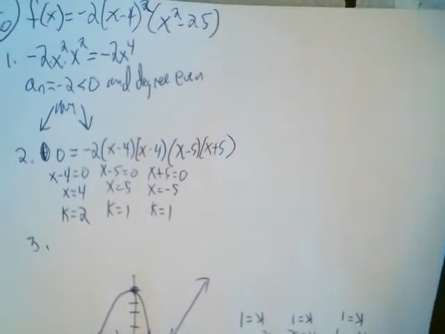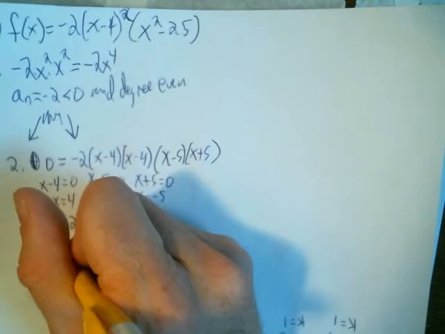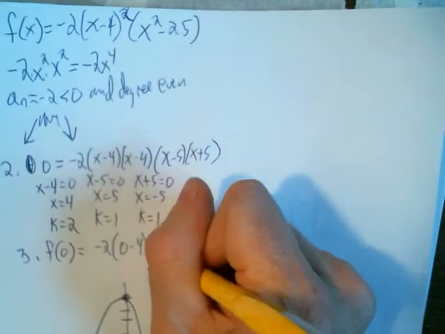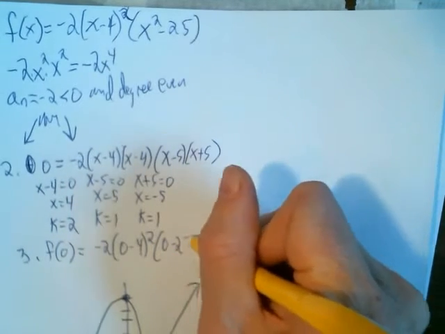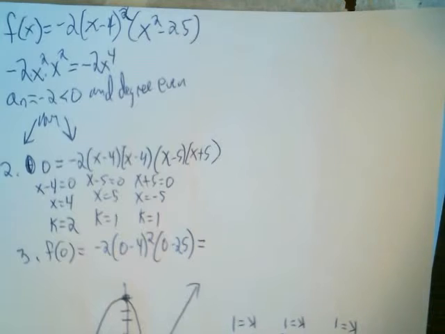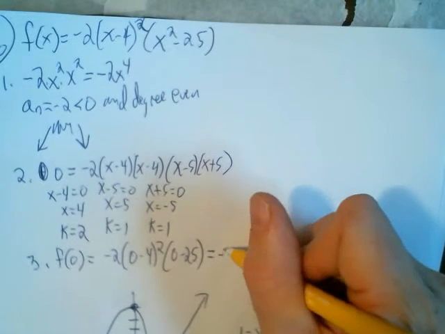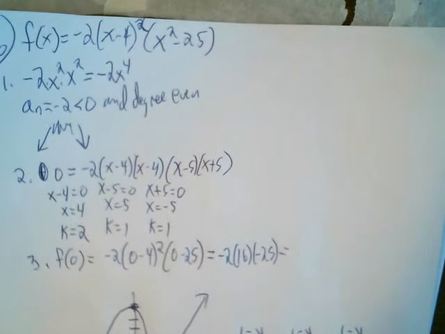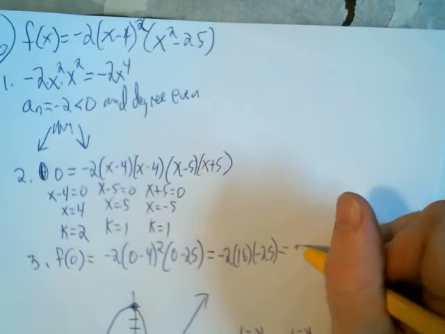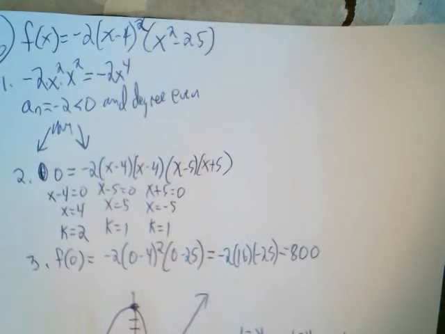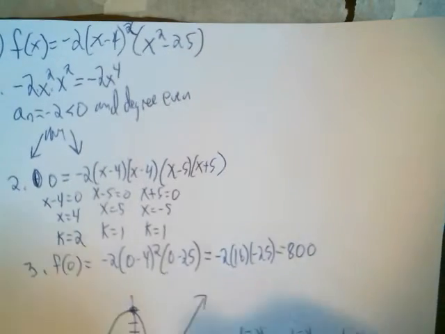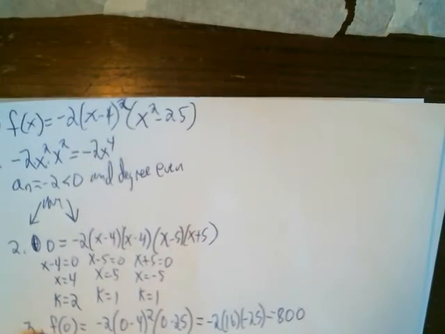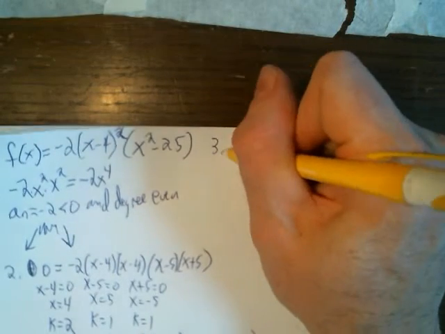Thirdly, then, get your y-intercept. So if you plug 0 in for x, you get -2 times 0 minus 4 squared times 0 minus 25. Okay. So that'd be -2 times 16 times -25. And you're going to get 800. So a bit of a ridiculous value for us, but it's okay. Even and oddness, we could take a quick look at that. It's going to turn out to be neither.